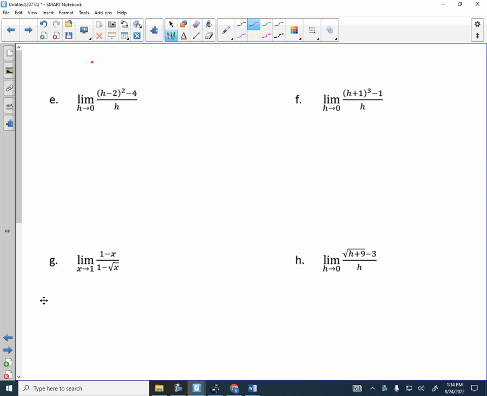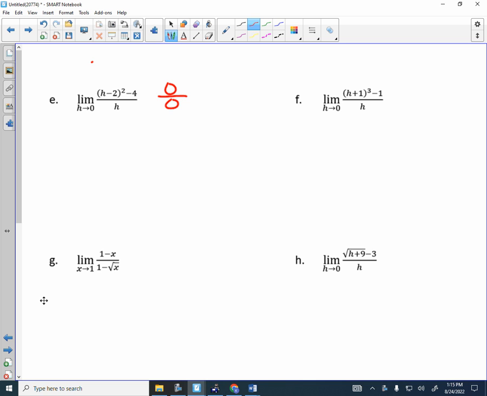Flip it over. Plug in 0. What happens? Zero minus 2 is? Negative 2 squared is? Minus 4 is? So you get 0 on the top. What do you get in the bottom? Hey, we got to discover what 0 divided by 0 is again.